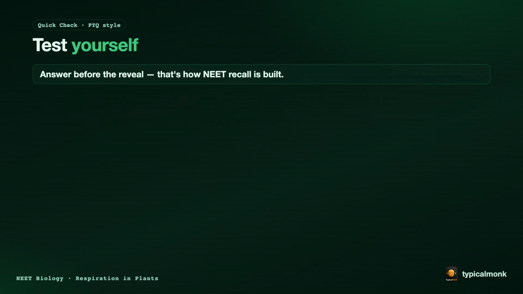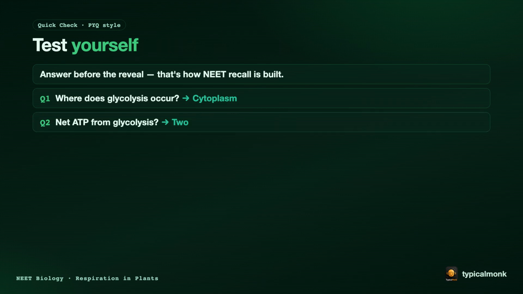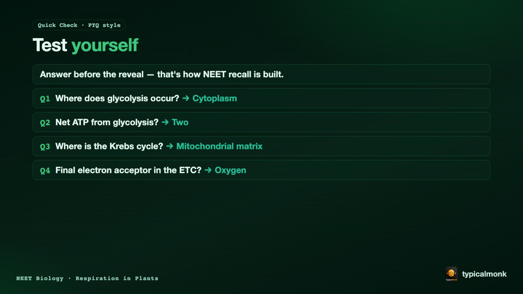Now test yourself. Answer each one before it is revealed. Answer first. That is how you build strong NEET recall. Question 1. Where does glycolysis occur? The cytoplasm. Question 2. The net ATP from glycolysis? 2. Question 3. Where is the Krebs cycle? The mitochondrial matrix. Question 4. The final electron acceptor in the electron transport chain? Oxygen.